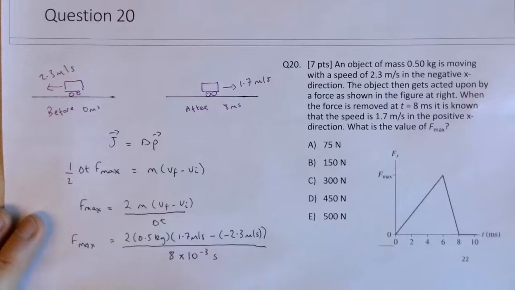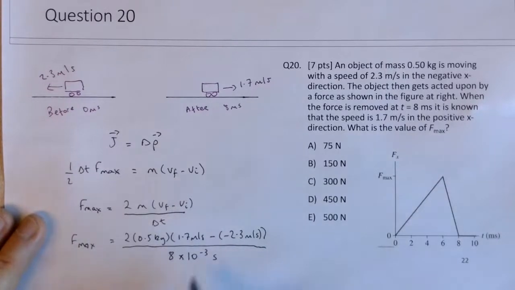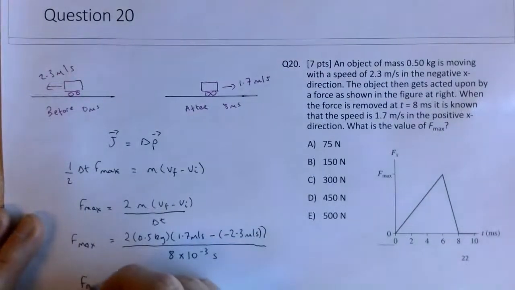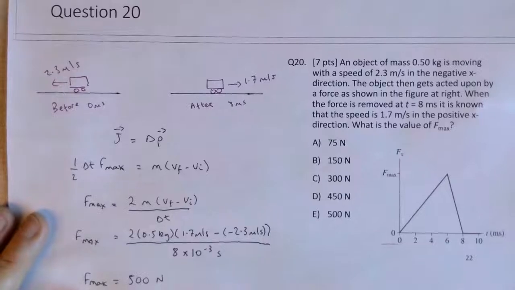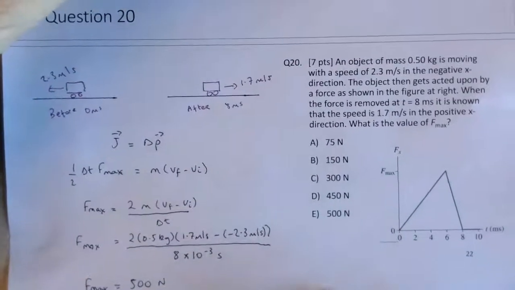When you put this in the calculator, you should end up with 500 newtons. So choice E is the correct answer.